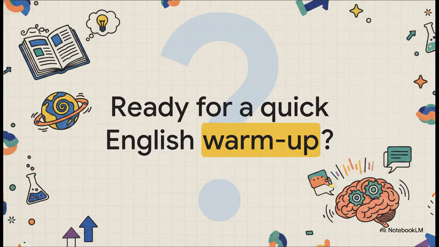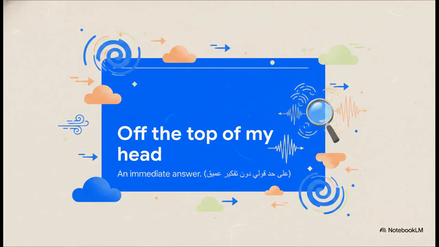But before we get into all the cool science stuff, let's do a super quick warm-up for our brains with a couple of English phrases that are actually pretty useful to know. All right, first one up is off the top of my head. You use this when you're giving an answer really quickly, just from memory, without looking it up. Like, off the top of my head, I think the movie starts at 7. It just means you're not 100% sure, but it's your best guess right now.